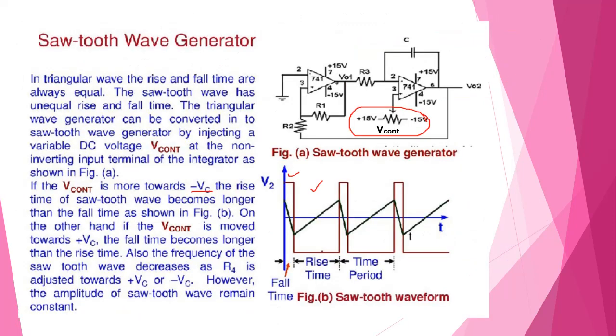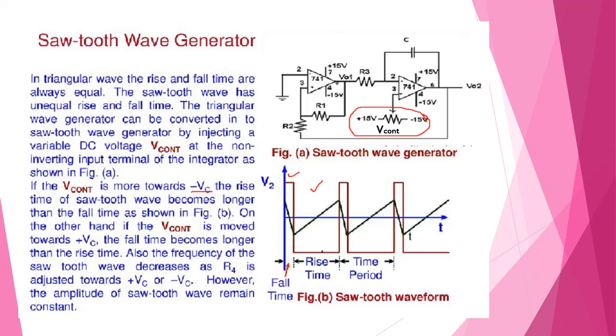After the completion of the triangular generator, now we will start the sawtooth wave generator. The difference between the triangular and sawtooth waveform is that the rise time of the triangular wave is always equal to its fall time, but the sawtooth wave has unequal rise and fall times. The triangular wave generator can be converted into a sawtooth wave generator by injecting a variable DC voltage, that is V control, at the non-inverting terminal of the integrator as shown in the figure.